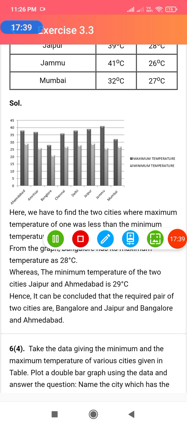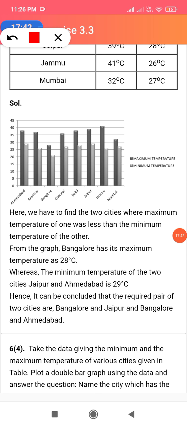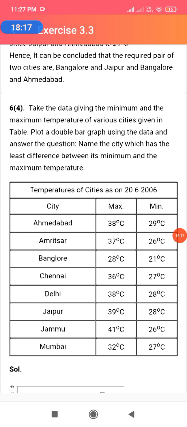So let us consider Bangalore's maximum temperature is this, around 25, 28 or so. So 28 degrees. Now we are talking about the minimum temperature. Just look at the graph. This should be 29 minimum temperature. Then if you arrange your scale here and draw a straight line, you will find there are two cities, Jaipur and Ahmedabad, which have a minimum temperature above Bangalore's maximum temperature.